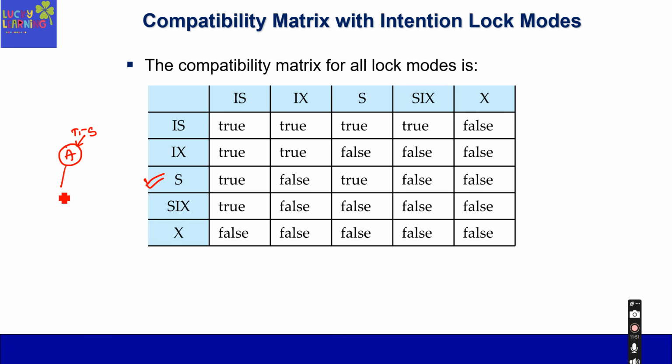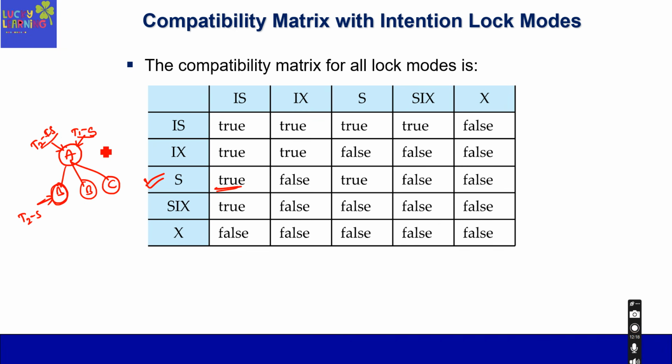What is the meaning? All the children of A are also locked in shared mode implicitly. And so any other transaction T2 wants to lock B also in shared mode. Is it possible or not? Yes. If B is locked in shared mode, its parent is to be locked in IS mode so that S and IS are compatible. These two are compatible.